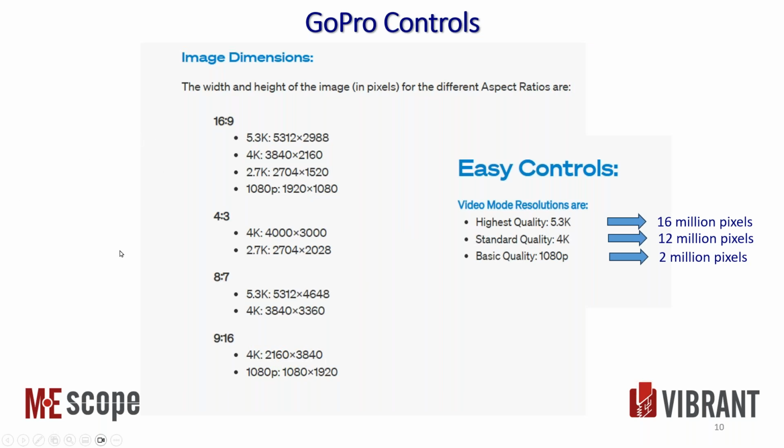So here are the different aspect ratios. The highest quality is a 5.3K, and that is 16 million pixels per frame of the video. And we're going to process some at the basic quality, the 1080, and maybe we'll even look at some 4K. I have some of those that are typical of a cell phone video at 12 million pixels per frame.